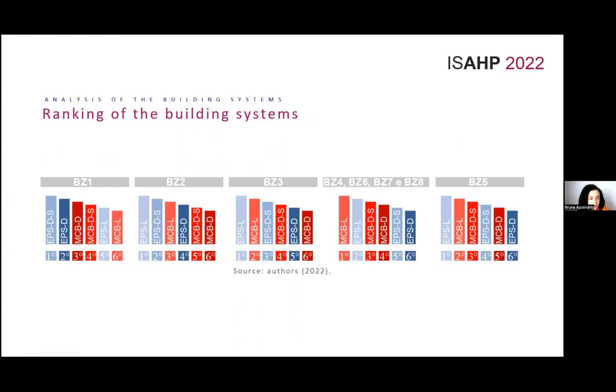And in the ranking obtained, the zone 4, 6, 7, and 8 showed a pattern with the masonry with light color being the best solution and the EPS with dark color being the worst. In zone 1, 2, and 3, there was no pattern, but the EPS was among the best solutions.